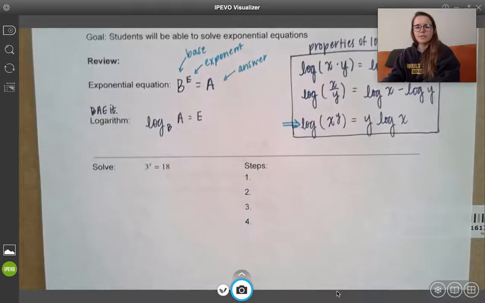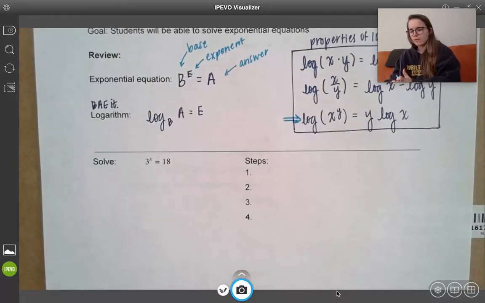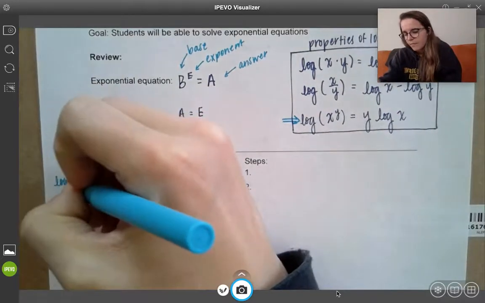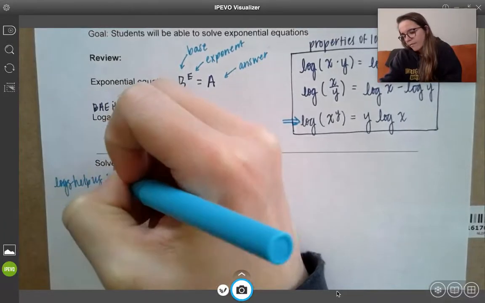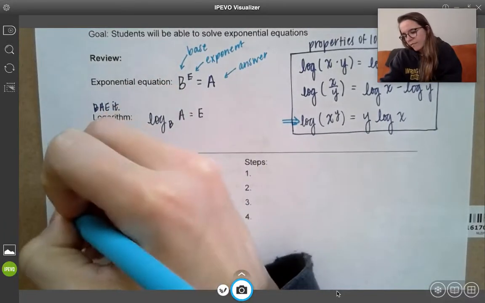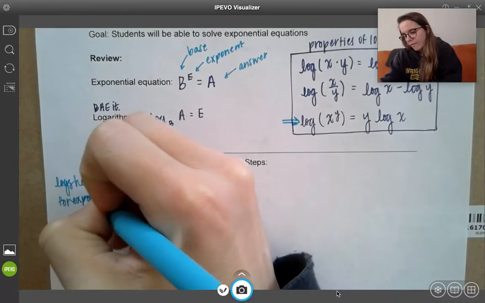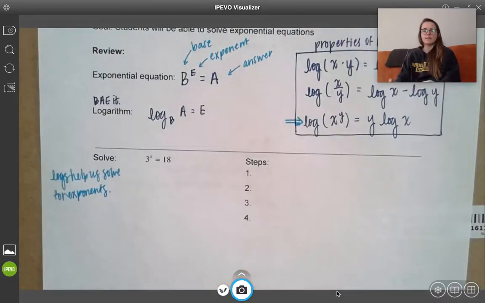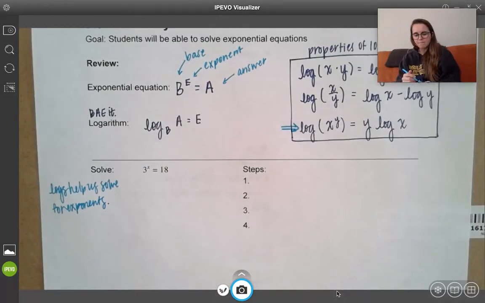All right, jumping right into our examples here. We have 3 to the x equals 18. Now logs help us solve for exponents. There are several ways of going about it, but I'm going to show you one way so that it's concise. You can use the same thing for every single problem, and you don't really have to worry about what to do for each problem. It's the same every single time.